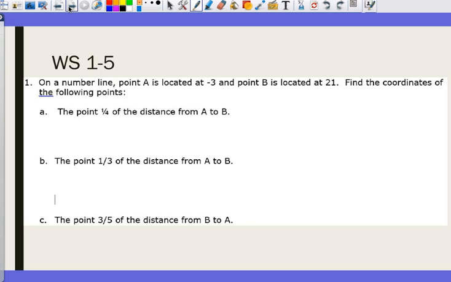A is located at -3. B is located at 21. Find the coordinates of the following points: 1/4 of the distance from A to B. So our starting point is A. Our ending point is B.